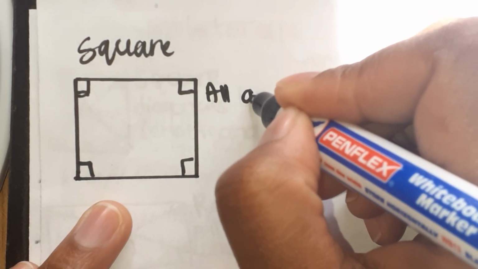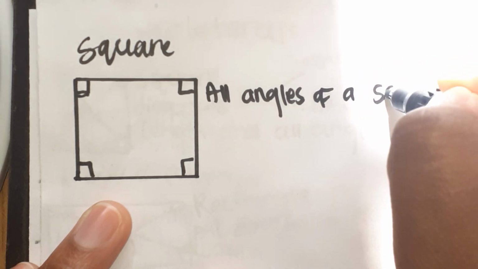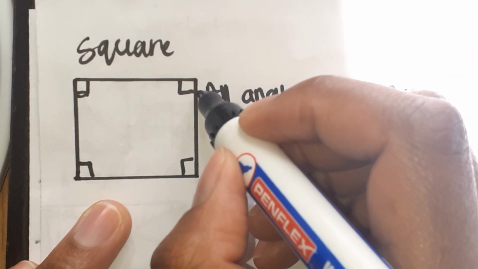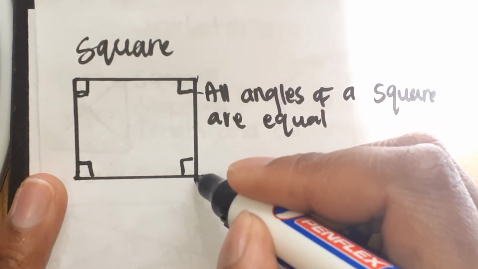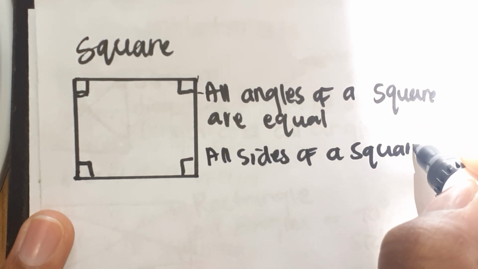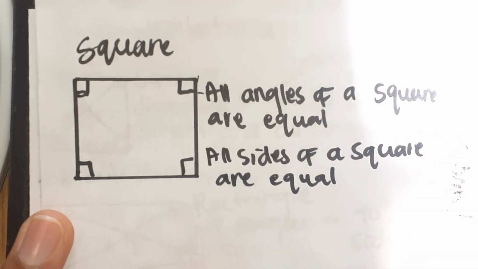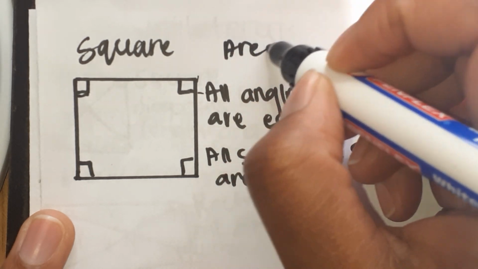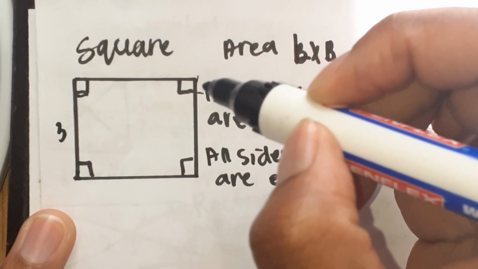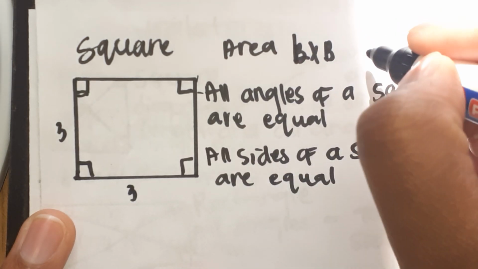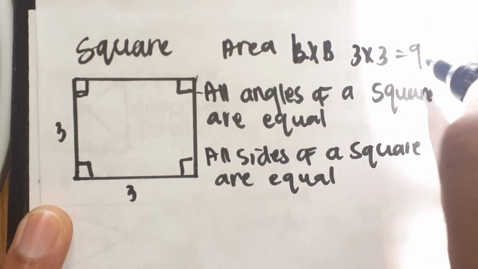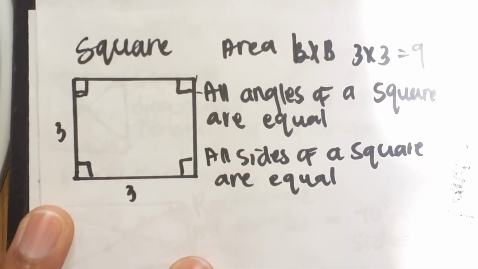All angles of a square are equal. So know that always, if you're given a square and you're asked to find this one, remember. And then these are the sides. And all sides of a square are equal. Right? And the area is equal to length times breadth. If it's 3 this side, it's 3. This is the breadth, this is the length. So the area will be 3 times 3, and 3 times 3 will give us 9. Remember. So all sides are also equal.